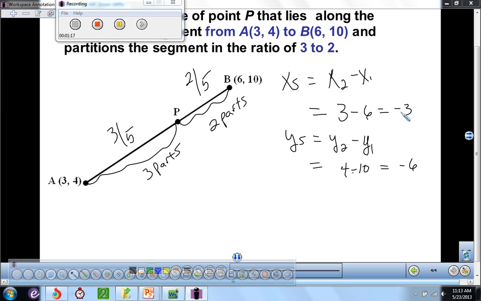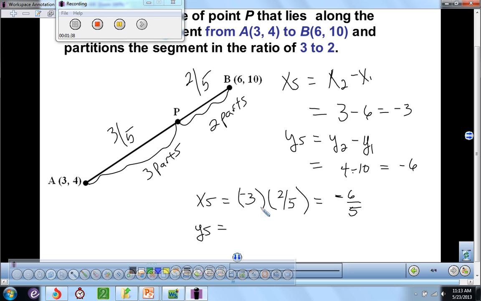So what we'll do is take the -3 times the 2/5. So our x is going to take -3 times the 2/5. So we end up with -6/5 as our change. And then the y's, you take the -6, multiply it times 2/5. Now again, it's 2/5 because we're coming from this point to this point this time. So we end up with -12/5.